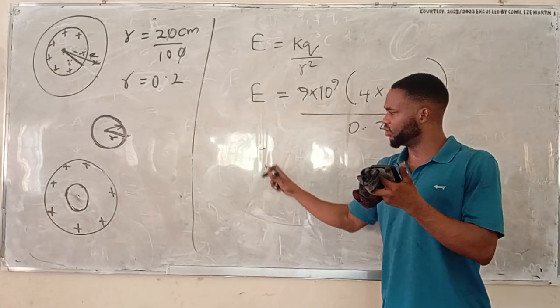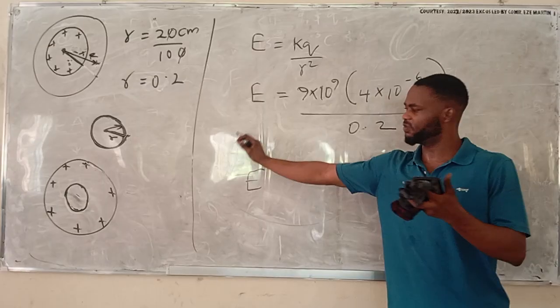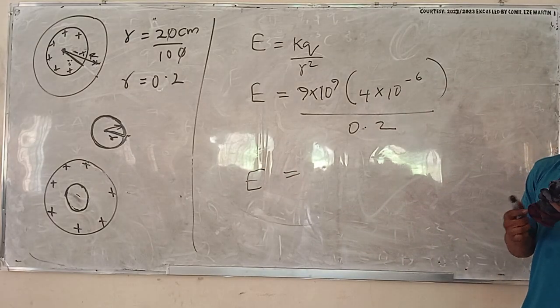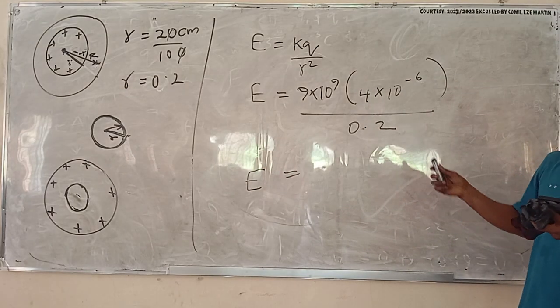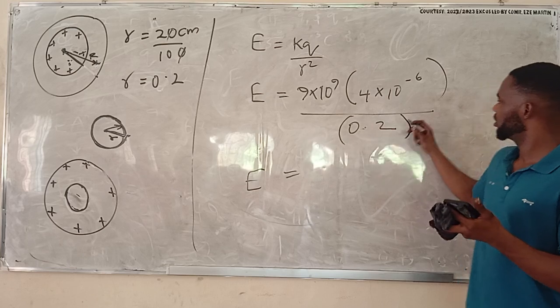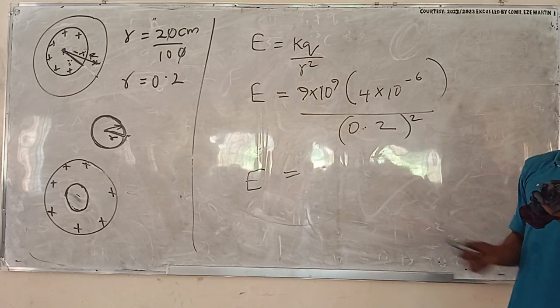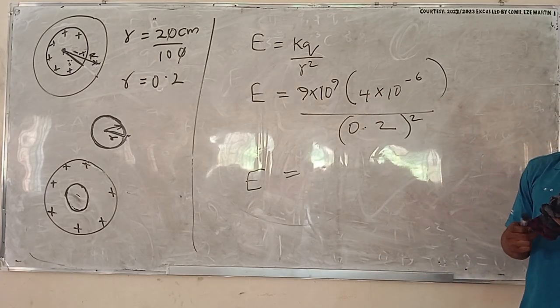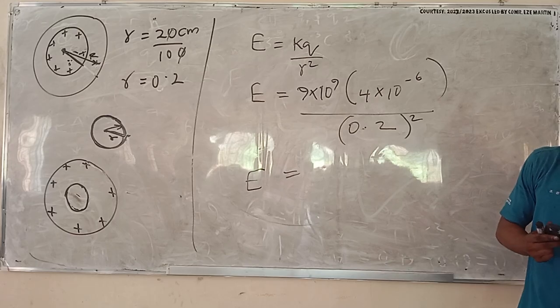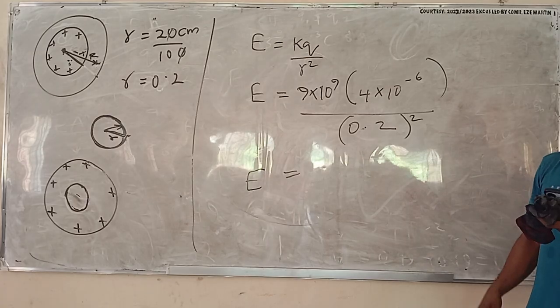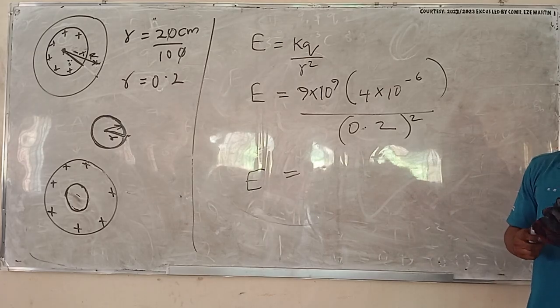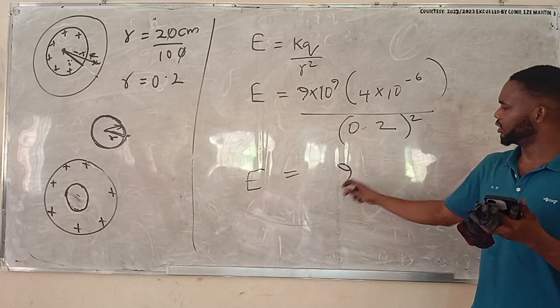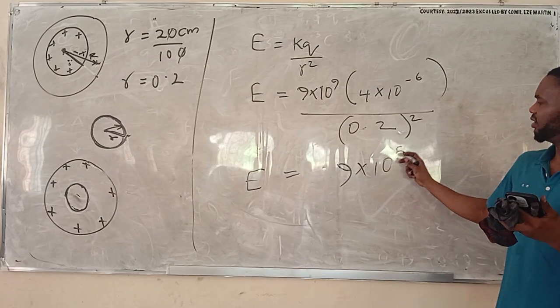Punch it for me. What do you have? Let's be fast. 0.2 squared. Thank you. Punch everything. What is the answer? 9 times 10 raised to the power 5.